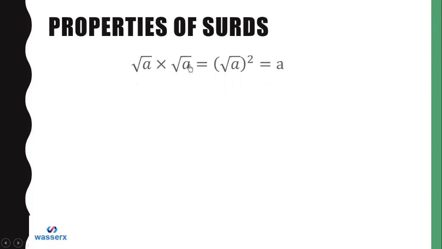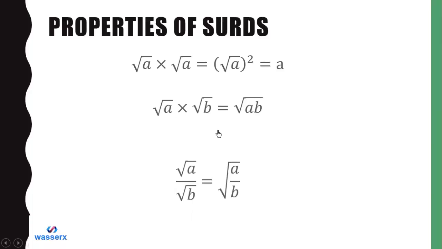Root a times root a will be equal to root a squared, which will give us a. And root a times root b will give us the square root of a times b. Then also root a divided by root b will be equal to root of a over b. So for all this, a and b must be greater than 0.